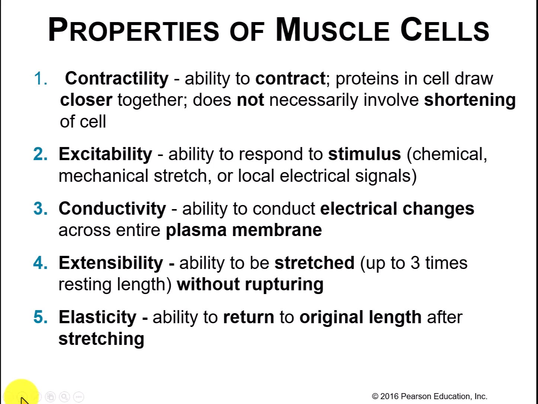So what are the properties of muscle cells? All muscle cells have the property of contractility, which means that they have the ability to contract. They can shorten. They have excitability, so they respond to stimulus. They have conductivity, which means they conduct electrical charges across their plasma membrane. They have extensibility, which means they can be stretched up to 3 times their resting length without rupturing. And because of this extensibility, it's important that they have elasticity, where they return to the original length after stretching. So these are our 5 properties of muscle cells.